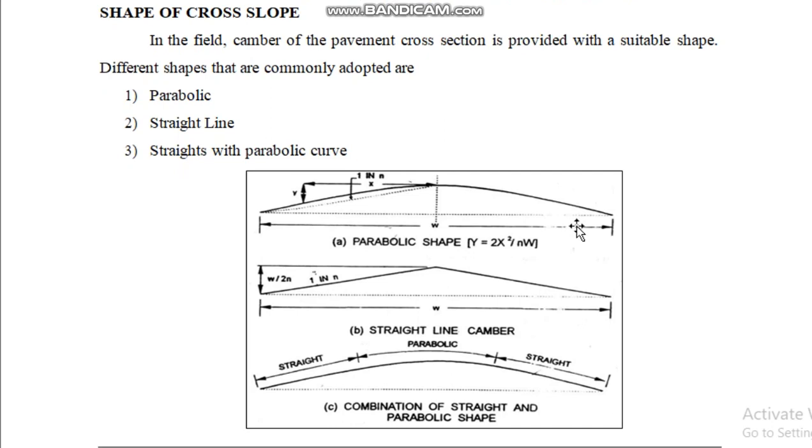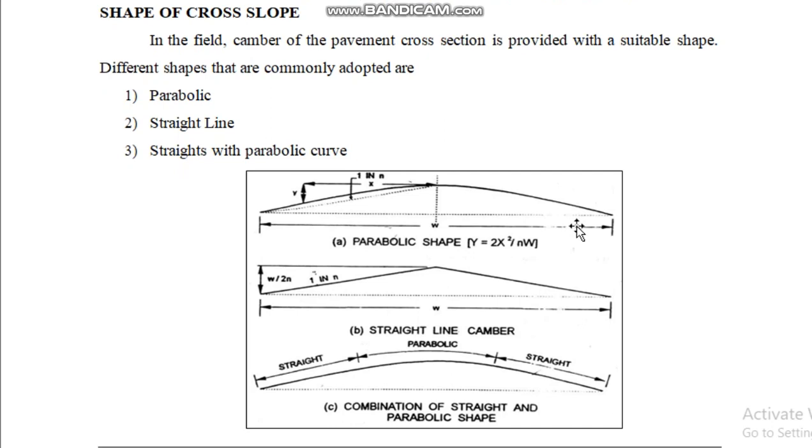The equation for this type of camber or parabolic curve is y equals 2x square divided by nw, where w is the width of pavement, n is the slope, and x is the horizontal distance at any point of the section.